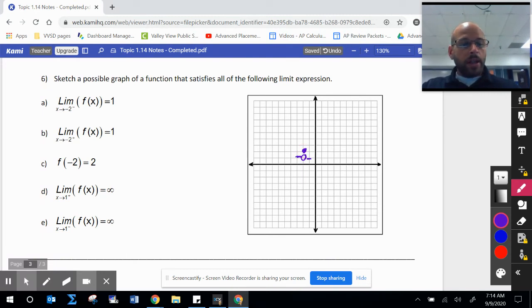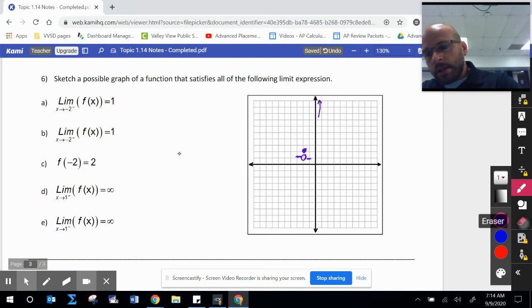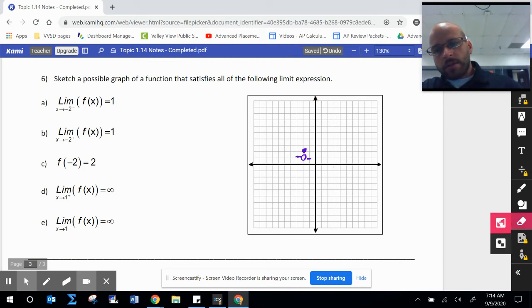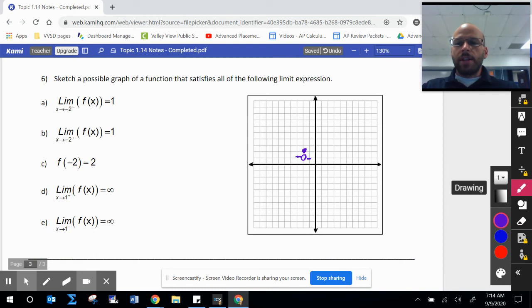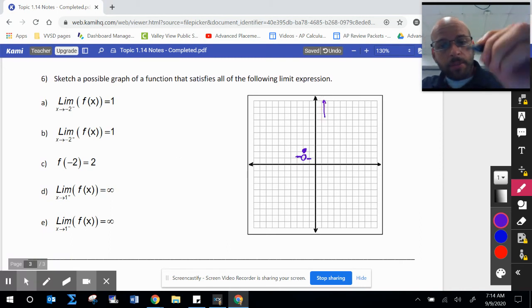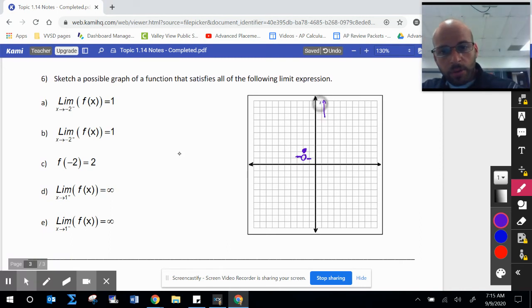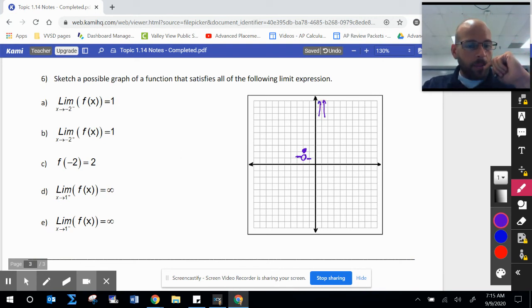At 1, as I approach 1 from the right, I'm going to go to infinity. As I approach, I did it from the left. You'll have to excuse the announcement in the background. Sorry about that, guys. As I approach 1 from the right, I'm going to go to infinity. As I approach 1 from the left, I'm also going to go to infinity.